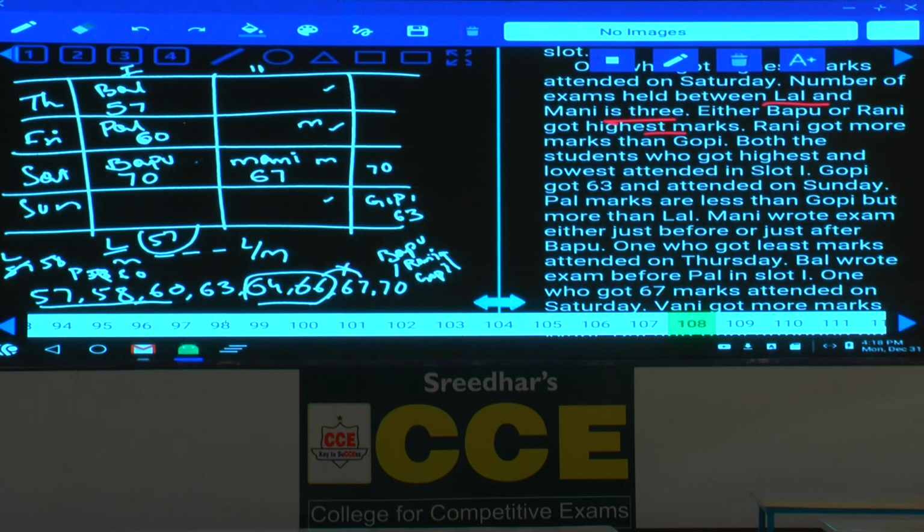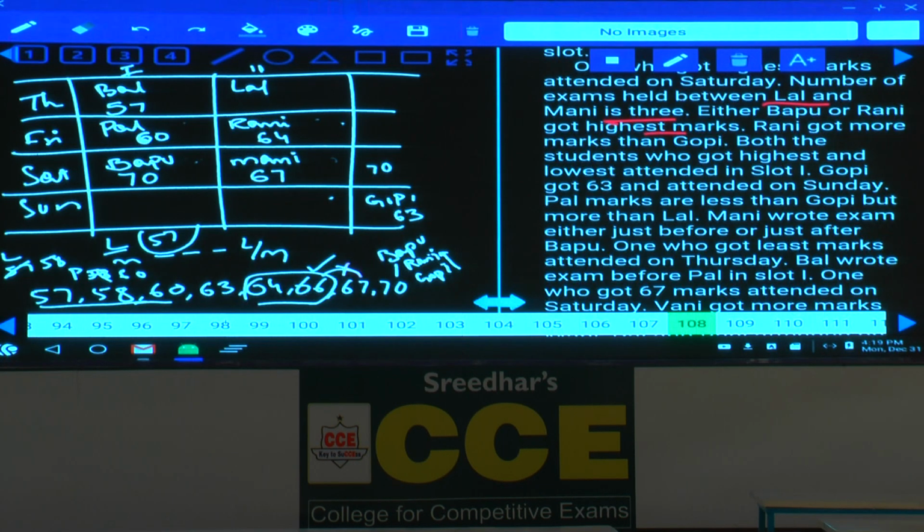If Mani is 67, then between Mani and this Lal, how many persons are there? There are 3 persons, since this Lal must be here. Now the score of this Vani: Vani must get 66, and Rani is getting 64. As Rani is getting 64, where should Rani be? Vani got more marks than Rani and less marks than Mani. Paul and Rani attended on the same day, hence Rani must be here, and this person got 64 marks.